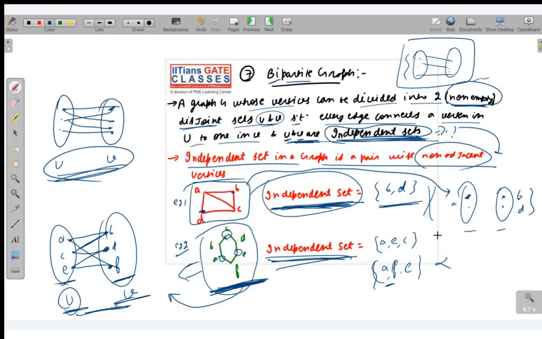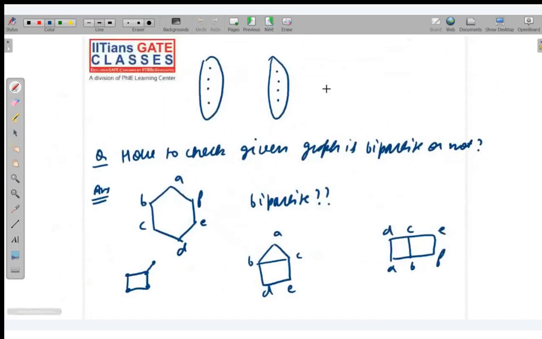Don't worry. I will tell you a very beautiful shortcut, and that is a theorem also. How will you check in the GATE exam whether a graph is bipartite or not? Don't worry. I will tell you. Take a snapshot. I will jump to the next slide. So next is how to check.